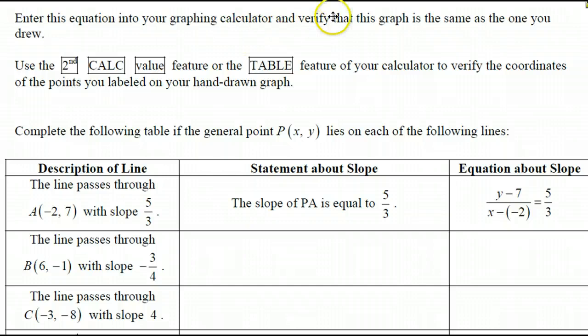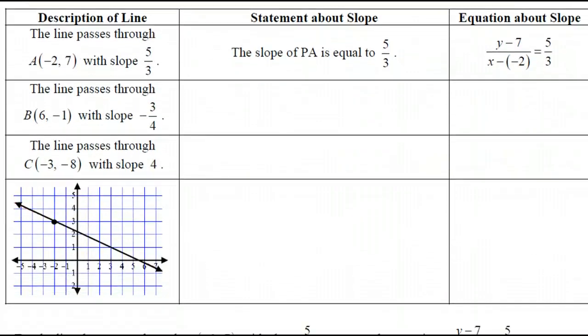Yes. All right, need a pen back. Yes. Complete the following table if the general point P, (x, y) lies on each of the following lines. Okay, so we have a line passing through a particular point with a given slope. Statement about the slope is that it's 5/3, and the equation is (y minus 7) over (x minus negative 2) equals 5/3.